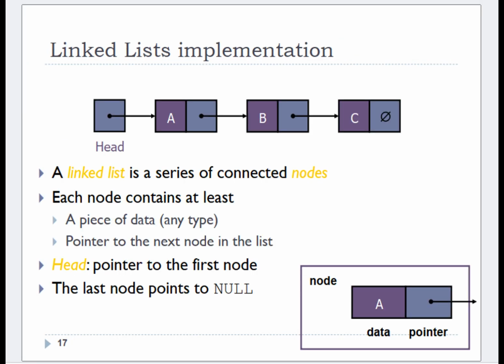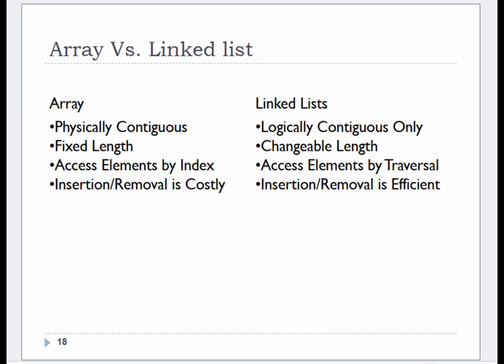16. Linked list implementation. A linked list is a series of connected nodes. Each node contains at least a piece of data, of any type, and a pointer to the next node in the list. Head is a pointer to the first node. The last node points to NULL, a data pointer.